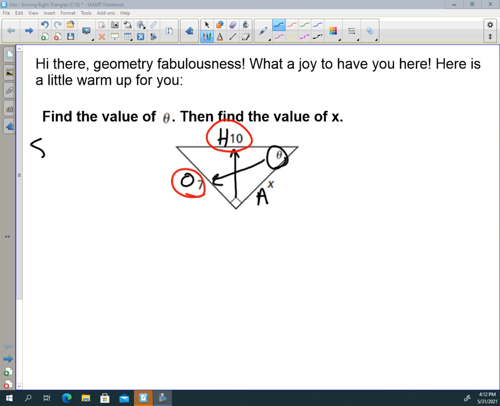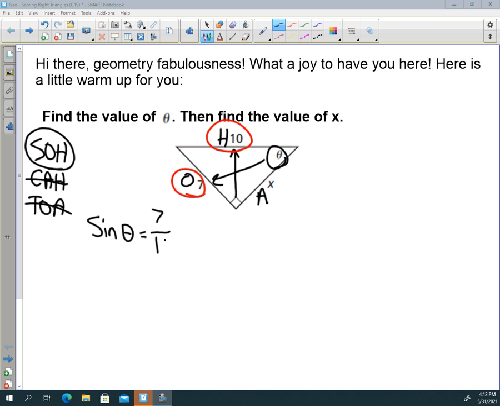Now that helps us decide which trig ratio we're going to use. There's three. There's the sine, the cosine, and the tangent. The sine can be remembered with SOH, the cosine with CAH, and the tangent with TOA. And since we have both the O and the H at this point, we should be getting pretty good at choosing the right trig ratio. We need the sine ratio. And what we want to do is use SOH to build an equation. The sine of the angle is the opposite over the hypotenuse.